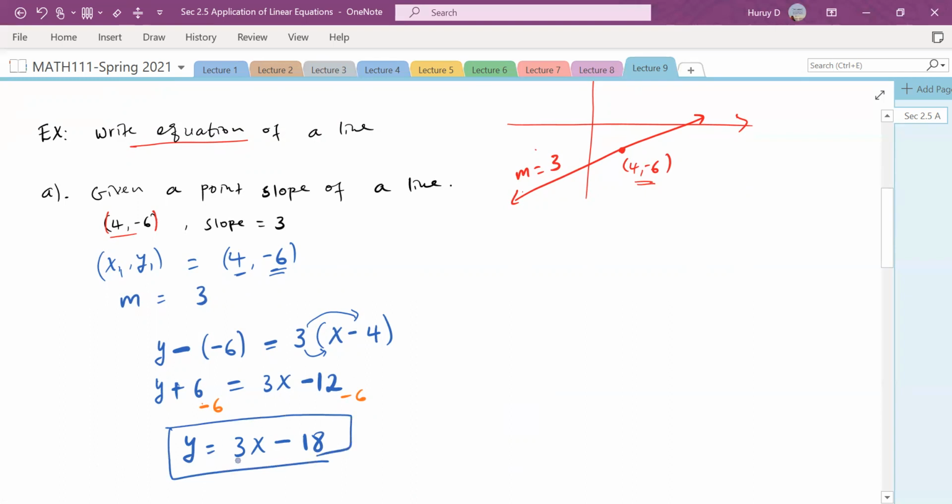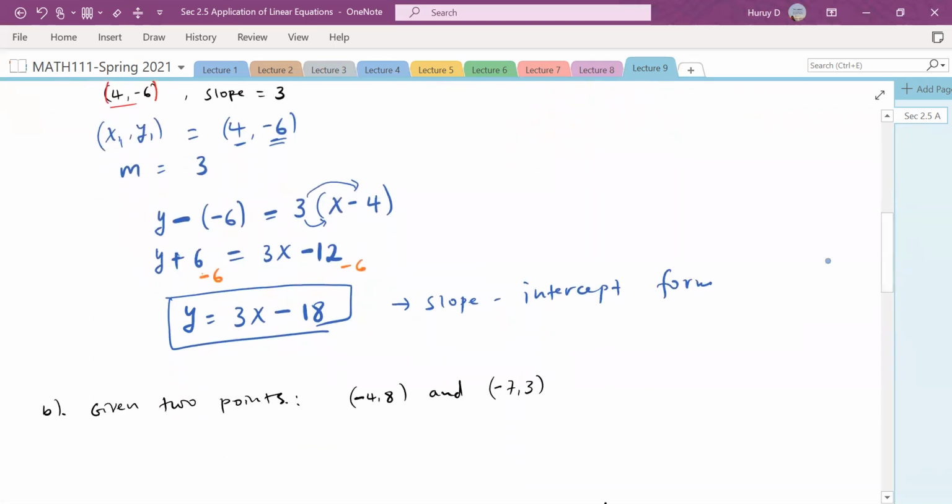Okay, so here, as you can see, this is the slope and this is the intercept. This is what we call the slope-intercept form of the equation. Well, we're not asked to write it in slope-intercept form, but usually that's the best way to see the information from the equation.